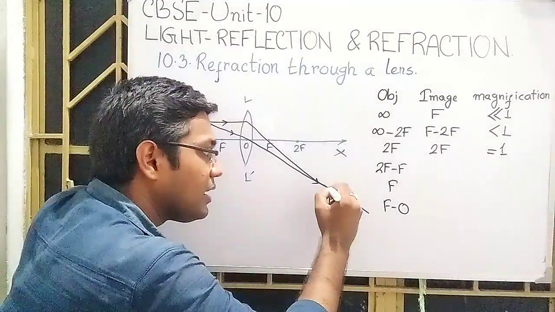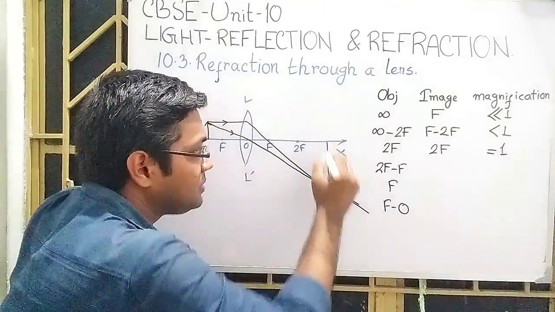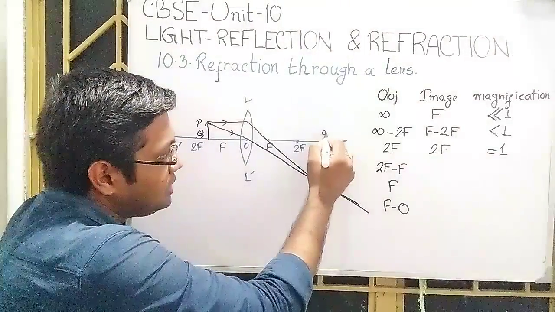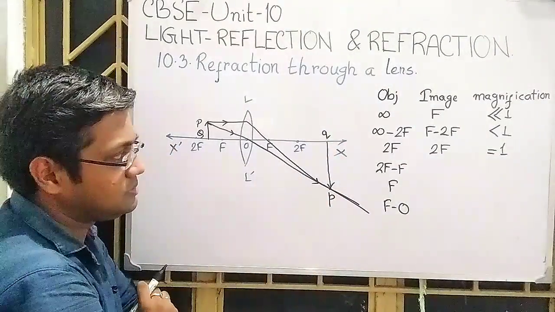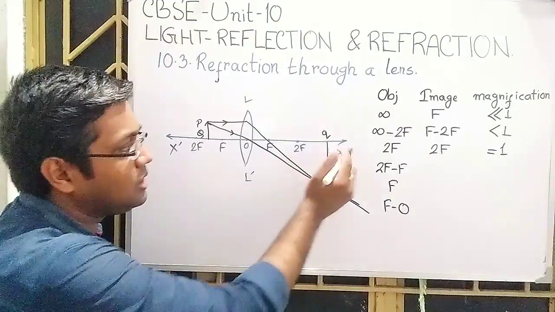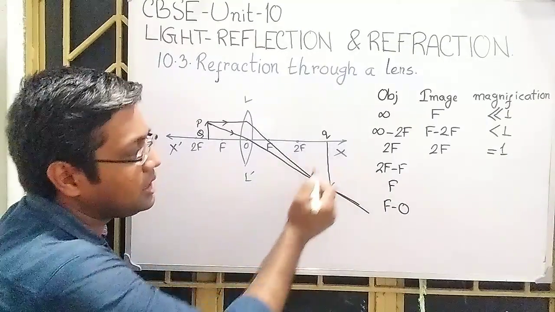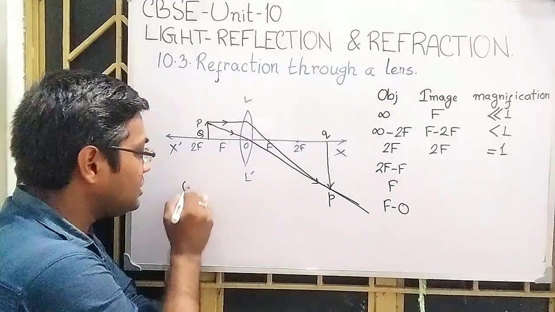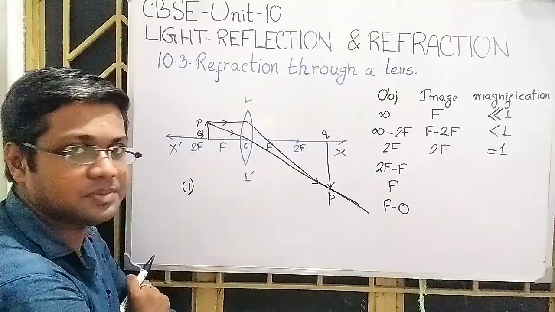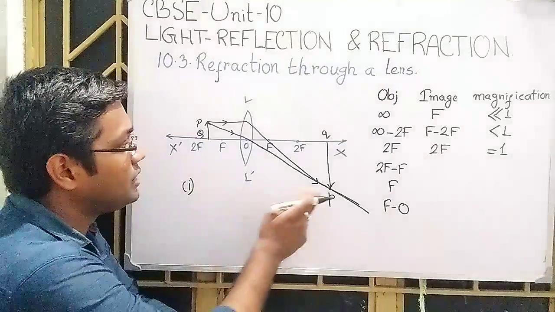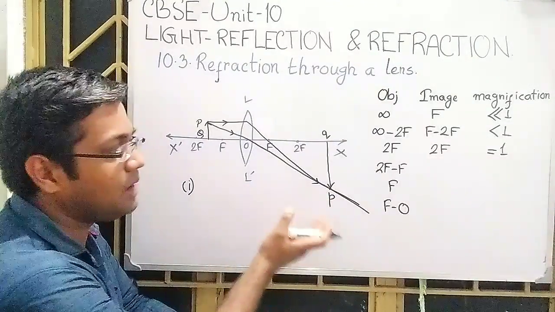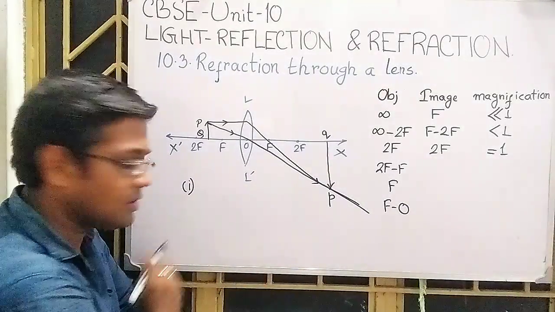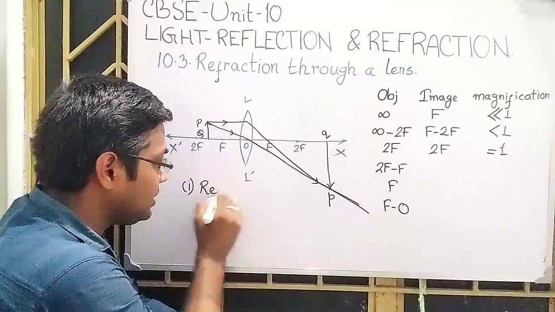So if I draw a normal on the principal axis from the point small p, it will intersect at the point small q, and it is also found that the image is obtained in between the 2f and infinity. So what are the characteristics of the image? Number 1, since the image is obtained by the intersection of the two refracted rays, we can say the image is a real one.